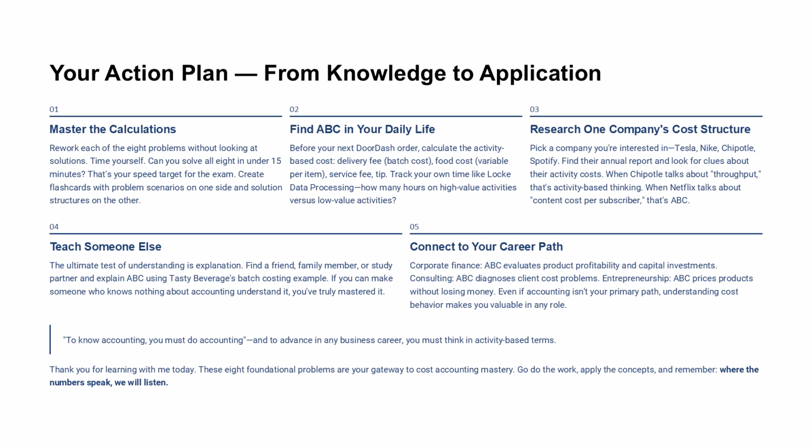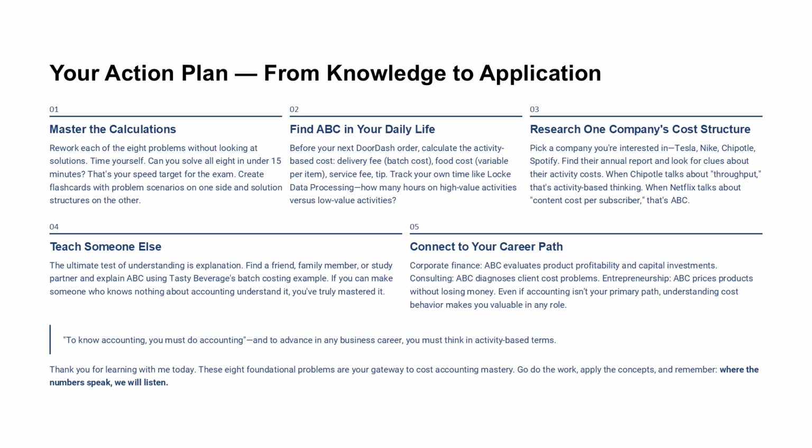Second, find ABC in your daily life this week. Before your next DoorDash order, calculate the activity-based cost: delivery fee, batch cost; food cost, variable per item; service fee, percentage-based; tip, variable per order. Track your own time like Lock Data Processing. How many hours did you spend on high-value activities, studying, skill-building, networking, versus low-value activities, mindless scrolling, waiting, commuting? If you valued your time at $20 per hour, what's the cost of an hour on TikTok versus an hour in study group? ABC thinking transforms how you see time allocation.